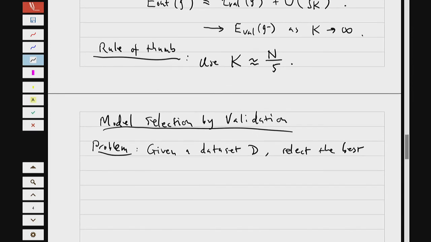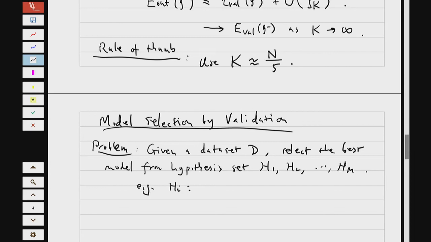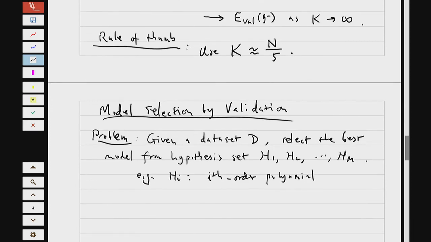the best model from the given hypothesis set, or candidates H1, H2, HM. For example, Hi can be the ith order polynomial, right? Linear, quadratic. Or it could be corresponding to a hyperparameter lambda equals some kind of value.